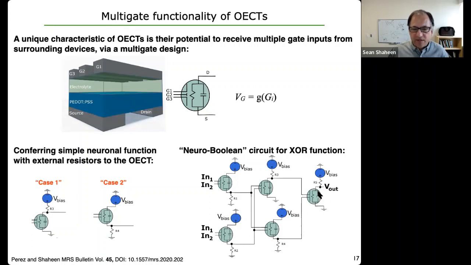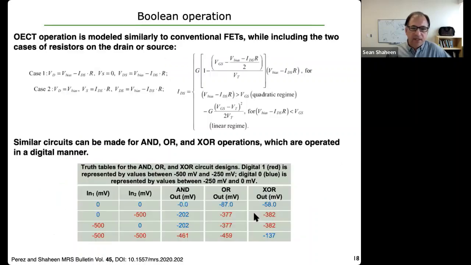And in this case, we're making use of the multi-gate property with just 2 gates. So for the second layer here, each one has input from the 2 devices in the first layer. So there are 2 gates coming into each one of these. And there are tricks to this in terms of where you hang the resistor off of the drain or the source, case 1 or case 2, and that gives you some design freedom in that circuit. So we simulated this using standard transistor equations for the OECTs, trained the weights in silico, and then ran them in this simulation to see if we could indeed get various Boolean functions.